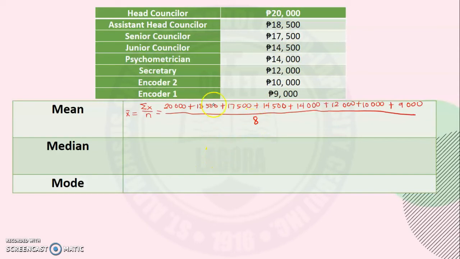So 8. Now let's add. If we add all these values, the answer is 115,500 divided by 8, and the result is 14,437.50. So the mean of these values is 14,437.50. Now let's solve for their median.